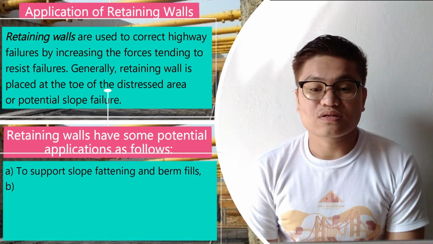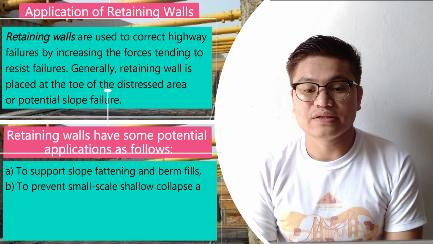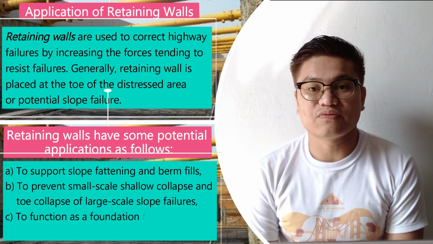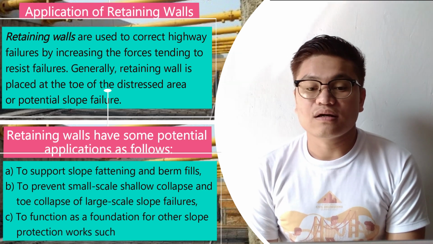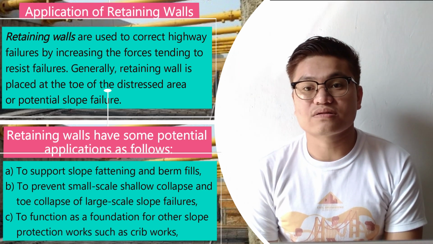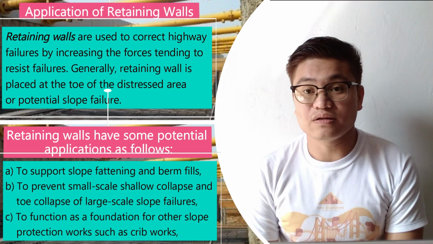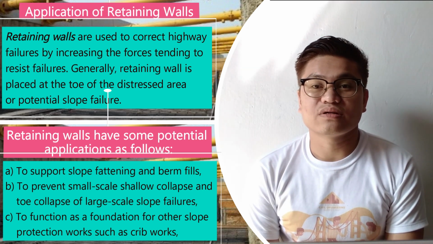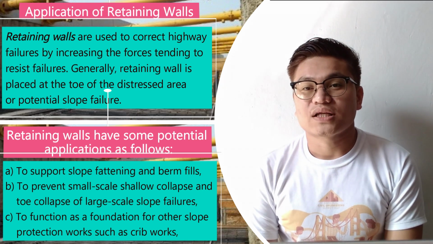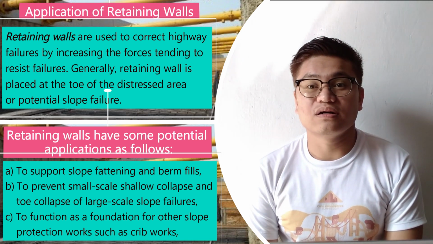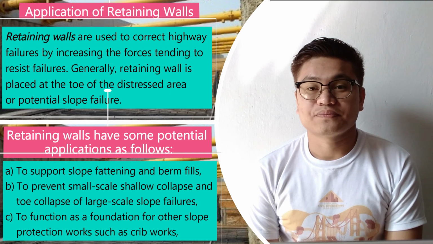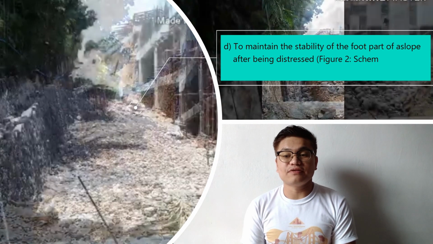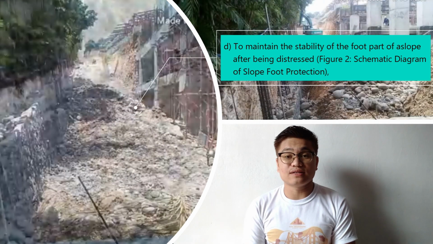Letter A, to support slope flattening and barren fields. Letter B, to prevent small-scale shallow collapse and large-scale slope failures. Letter C, to function as a foundation for other slope protection works, such as creep works. So, all in all, retaining walls are for protection, for roads and landslide-prone soil. Letter D, to maintain the stability of the foot part of a slope after being distressed.